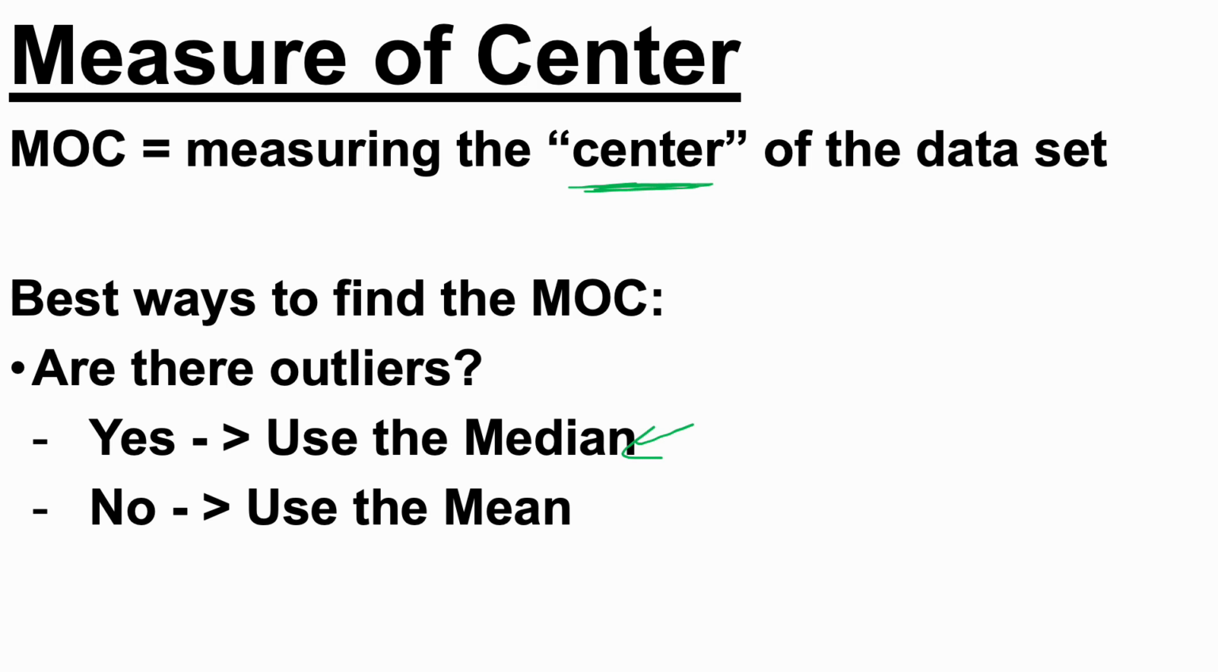If there are not any outliers, we use the mean, or the average. Later in this chapter, we're going to look at how adding or taking away outliers can impact our measures. Knowing which value to find will be really helpful for finding the center of our data set, whether we have outliers or not.